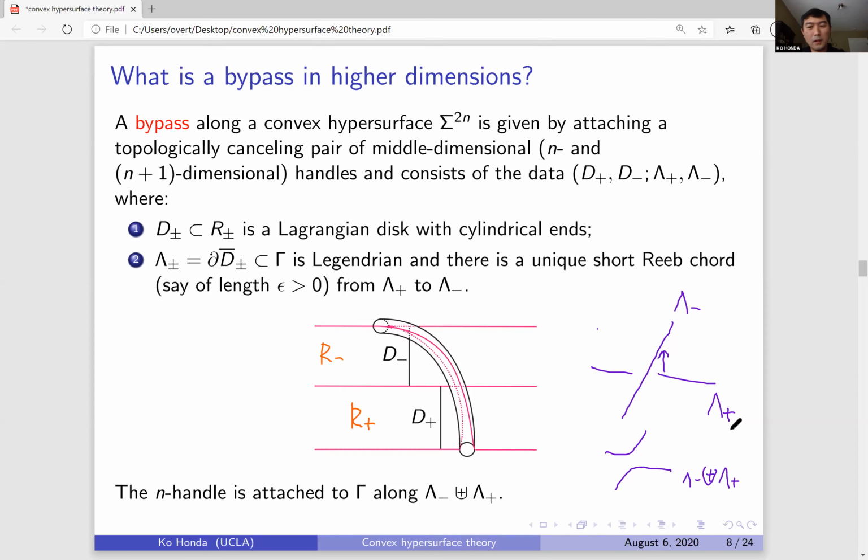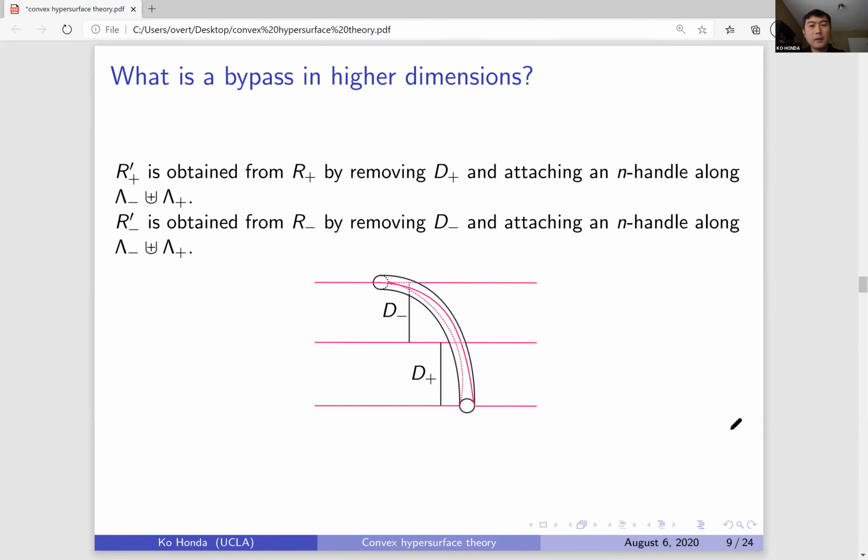along lambda minus some lambda plus. Okay, and then you attach some sort of n plus 1 handle. Anyway, once you do this, the new R plus is obtained from the old R plus by removing the neighborhood of the D plus and attaching an n handle along this thing. And then the new R minus is obtained from the old R minus by removing a neighborhood of the D minus and attaching an n handle along this new Lagrangian.